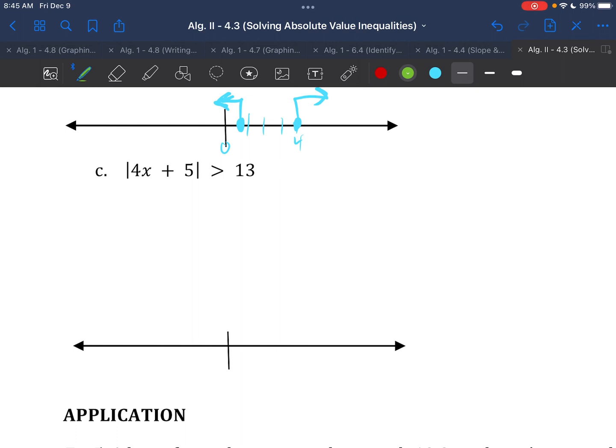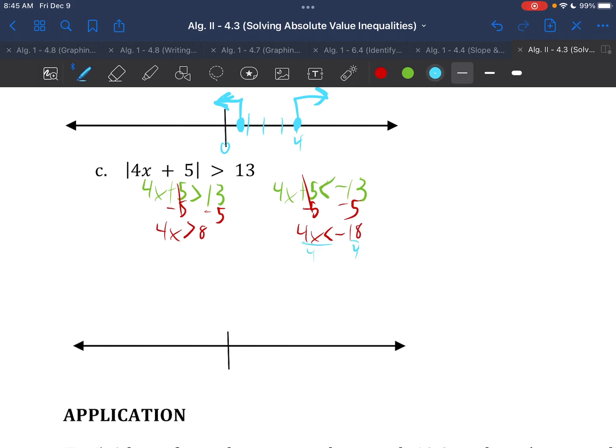Letter C, try this one on your own. The absolute value is by itself, so we'll make two inequalities. 4x plus 5 is greater than 13. 4x plus 5 is less than negative 13. Start by solving. Subtract 5, subtract 5. 4x is greater than 8. 4x is less than negative 18.